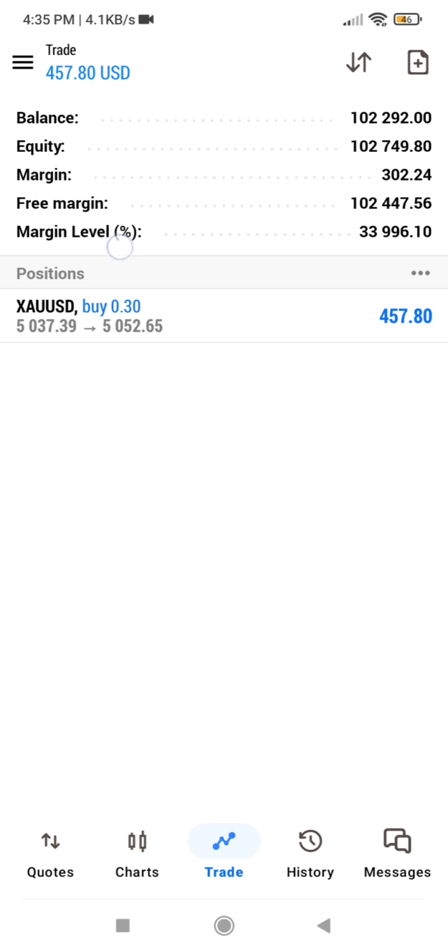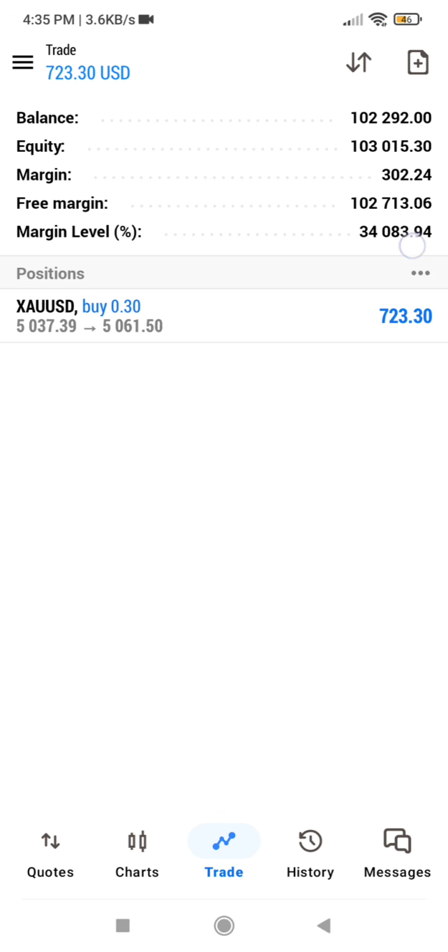Now the margin level in percentage simply refers to your equity divided by your margin, then you multiply it by 100. So what this is telling you is that by the time I divide 102,900, this is the equity, I divide it by 302.24, whatever it gives you, multiply it by 100, that will be the exact number you will have here as your margin level. So that becomes your margin level in percentage.